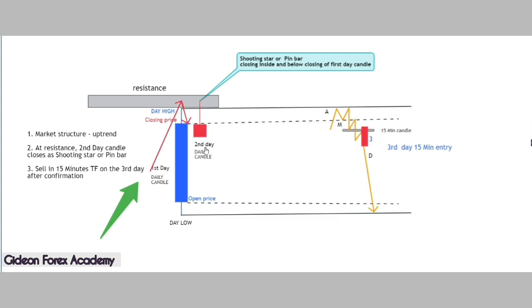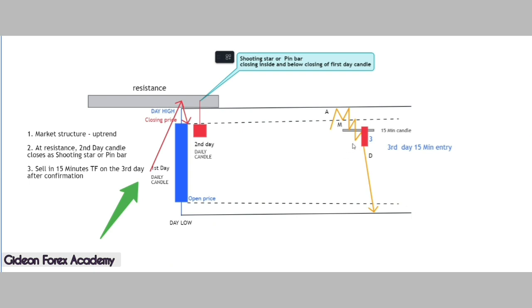It closes here. So when it closed here, the second day candle now, we want it to close below. It has to close below the closing of the first day bullish candle. If it comes all the way down here, that is an invalid setup. What we are looking for is a candle that closes just slightly below the closing price of the first day candle, right here. Okay, so after that candle closes, you wait for the next day.